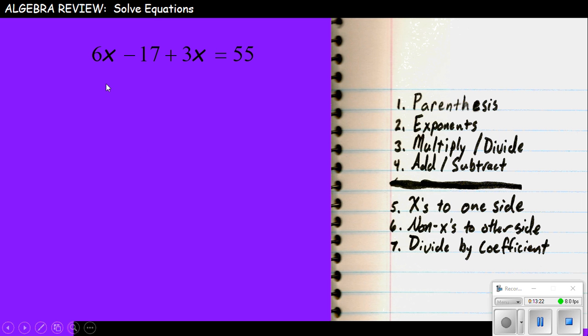Okay, so for the first step in this problem, we're going to identify our like terms. 6x and 3x will give us 9x. So the problem becomes 9x minus 17 is equal to 55. And then the rest of the problem is pretty simple. We're going to add 17 to both sides and divide by 9. We have 9x is 72, and after we divide by 9, we're going to get x is equal to 8.